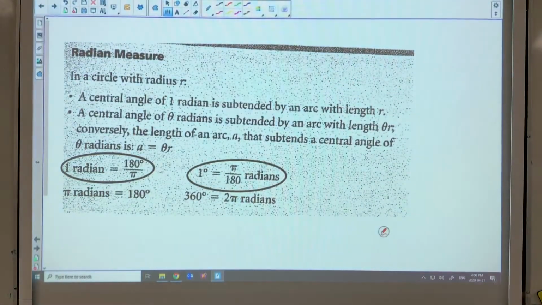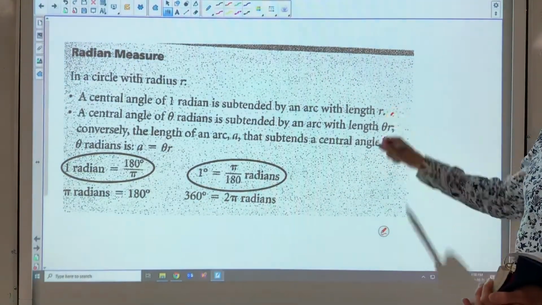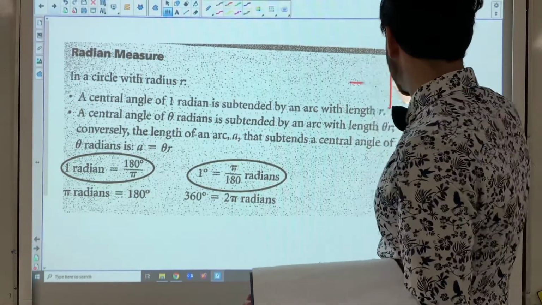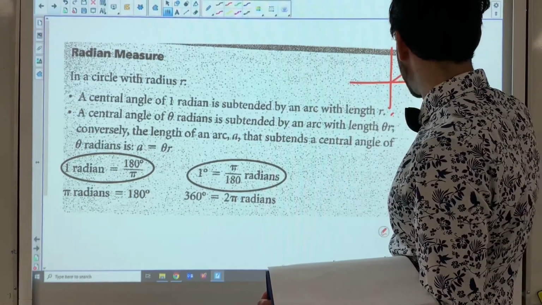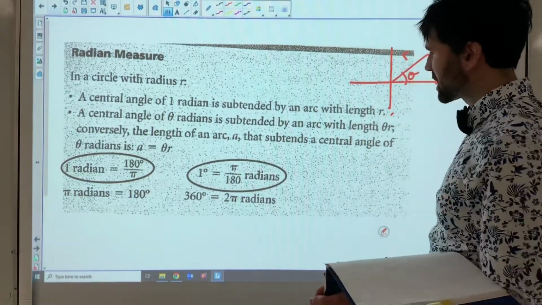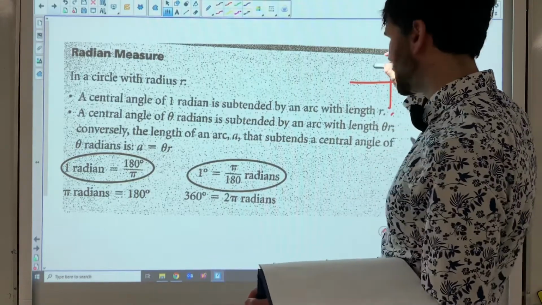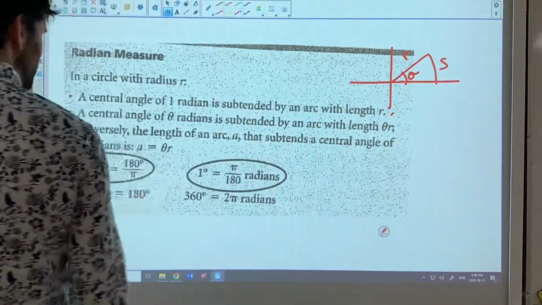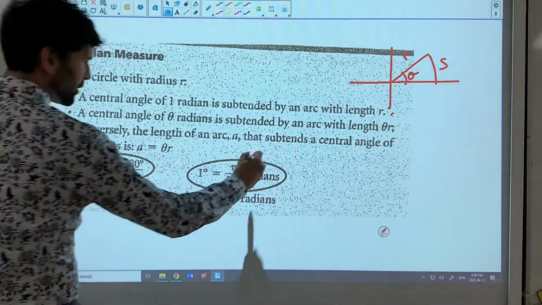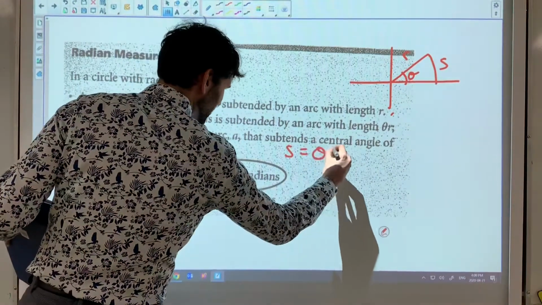Okay, here it is, all nicely summarized for you. If you have a circle with radius r, a central angle of 1 radian is subtended by an arc with a length of r. That sounds ugly, right? But that was that first picture we had when s and r were the same, so that was 1 radian where they traveled the same length. A central angle of theta radians is subtended by an arc with length theta r. Basically, this is that whole s equals theta r formula.